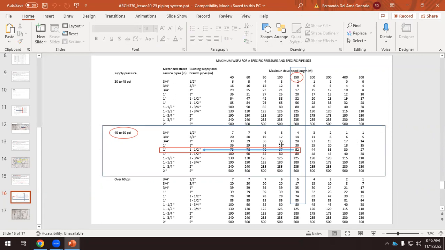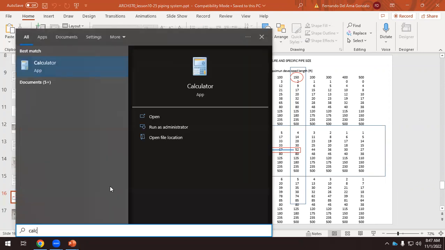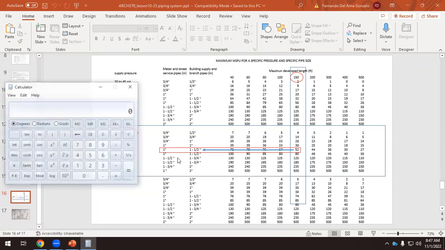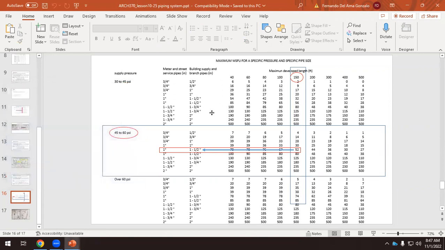And then what do we have to check here? We have to check the maximum developed length. The maximum developed length is 109 times 1.2. It's 130. So again, if it's 100, it's not enough. So we have to be in this column, 150. Then the number of fixtures is 56.